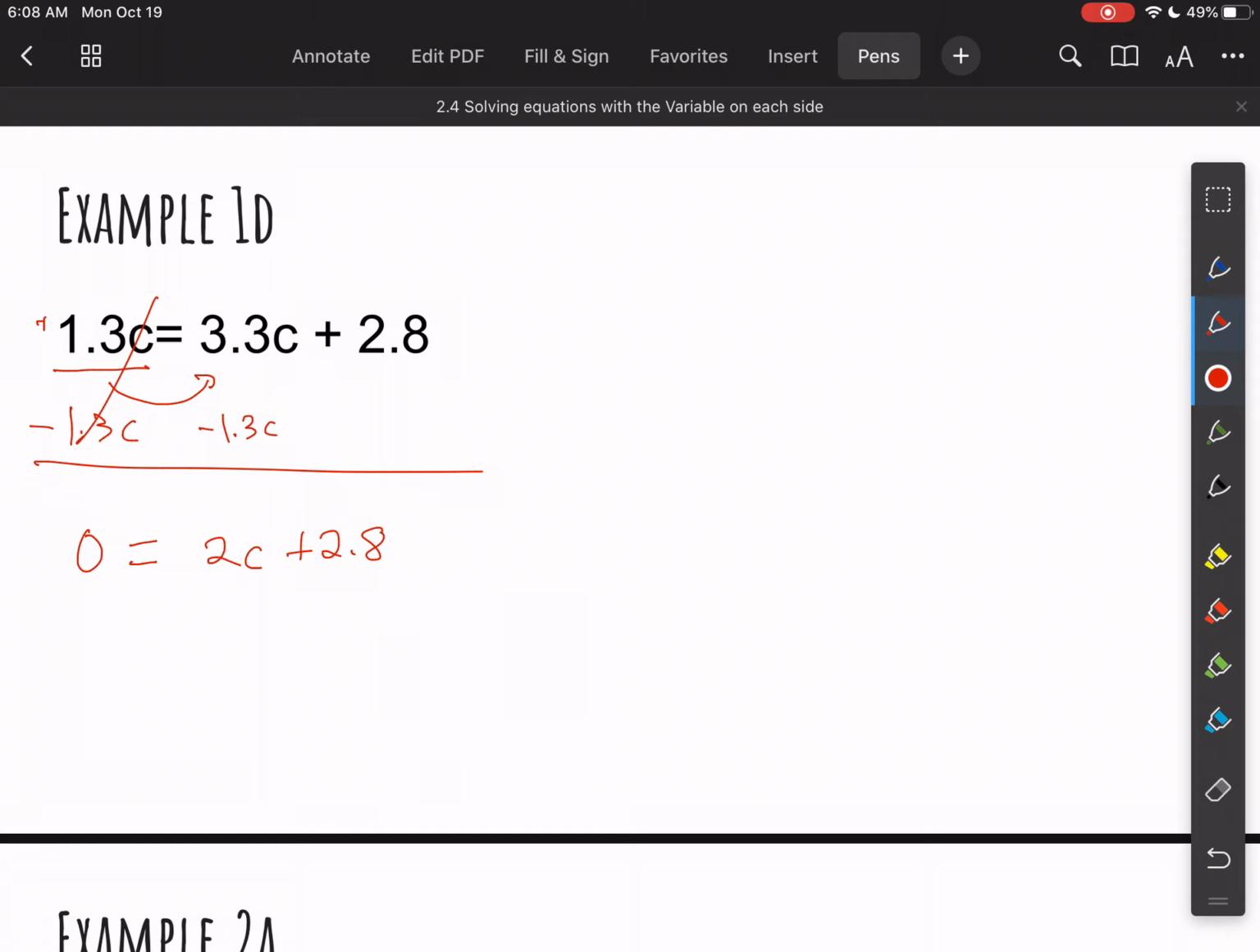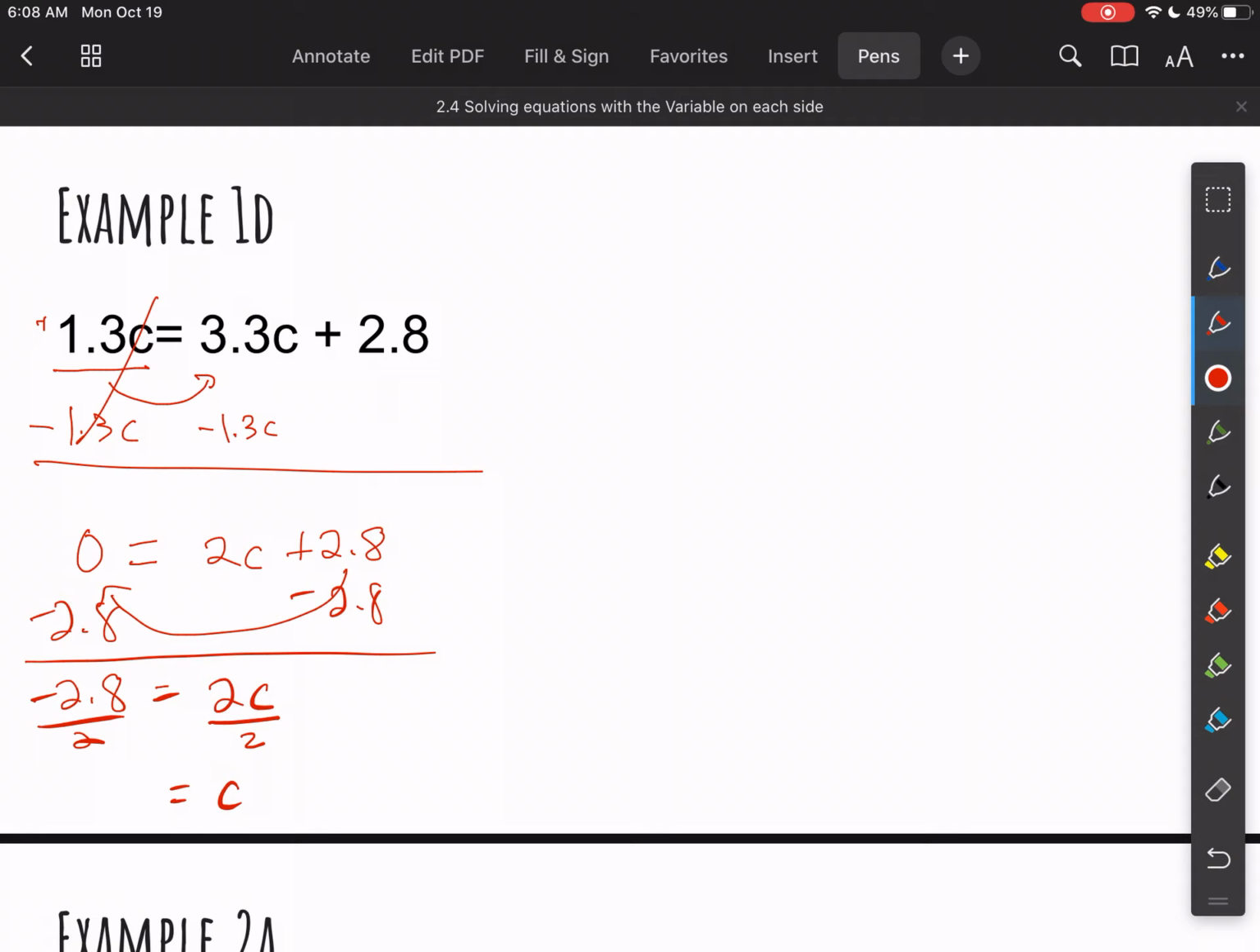In order to solve this, we have to move our non-variable term to the other side. So we can subtract 2.8 from both sides. So we're left with 2c is equal to -2.8. And then we have to get c by itself. Right now it's being multiplied. The opposite operation is division. So we get c is equal to -2.8 divided by 2.